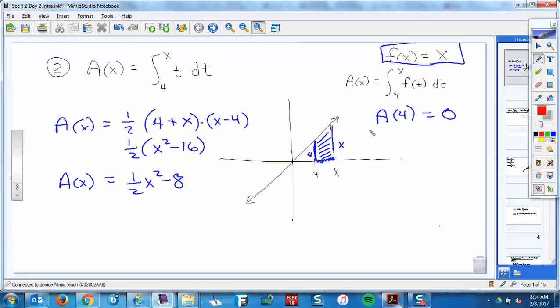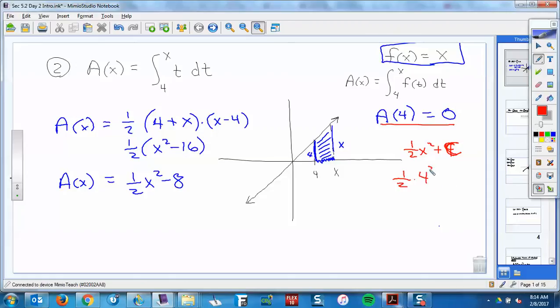X cubed, the derivative is 3x squared. We're going to use that. Okay, well, it's kind of the same thing here. We know the antiderivative of this is 1/2 x squared plus c. But if we have this initial condition, we can put a 4 in here.